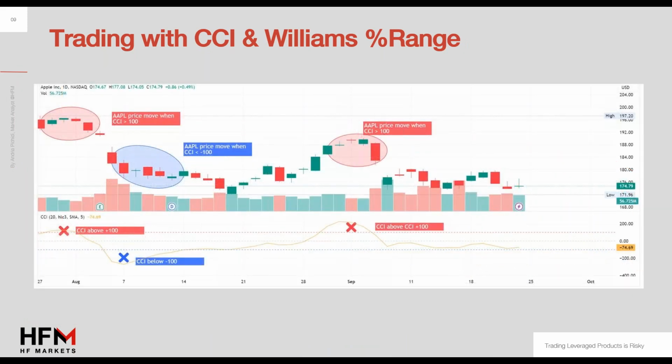So another example. Here we have a stock, actually a daily chart, Apple more precisely, and again the levels are 100 and minus 100. So what we have, oops, what's going on?